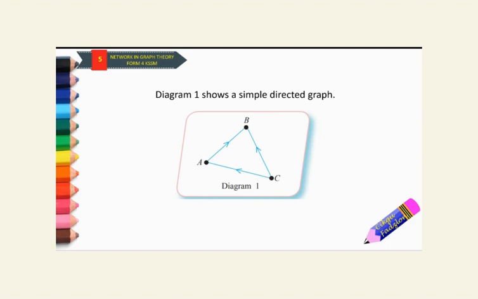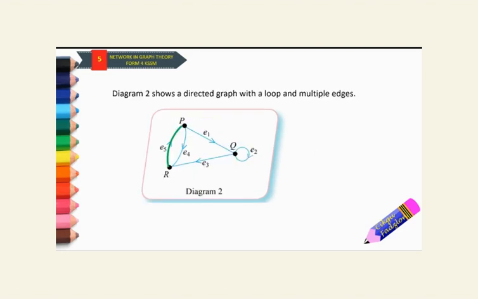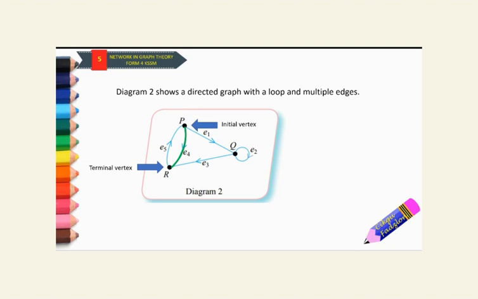Let us look at diagram 1. It shows a simple directed graph. For edge AB, we have the initial and terminal vertex, and for edge CB, we also have the initial and terminal vertex. Let us look at diagram 2. It shows a directed graph with a loop and multiple edges. For E5, we have terminal and initial vertex, and for E4, we also have the initial and the terminal vertex. And for the loop E2, Q is the initial and the terminal vertex.